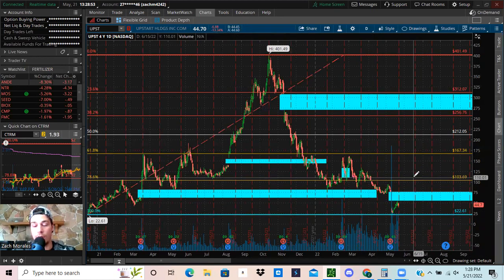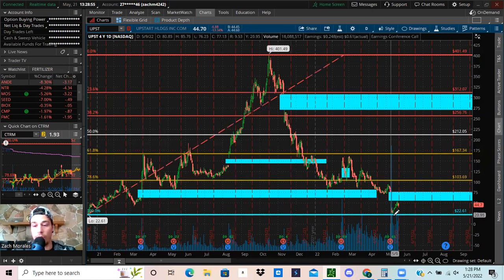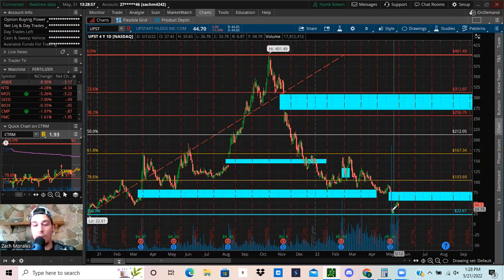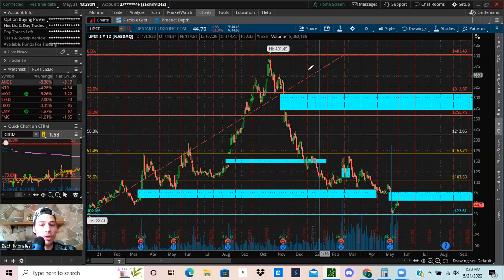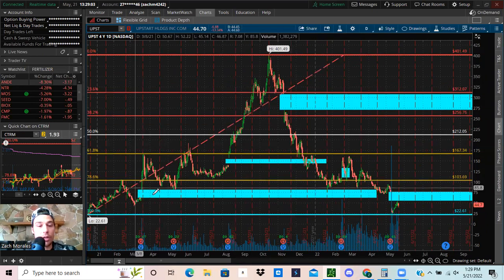And if we look right here, we came really, really close to testing it. And we were able to find some support just above it. So that's what we have drawn up. And then we also have gaps.